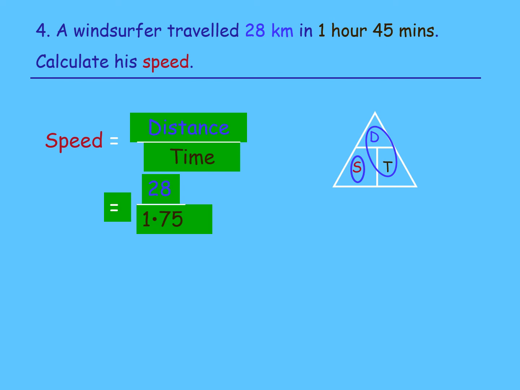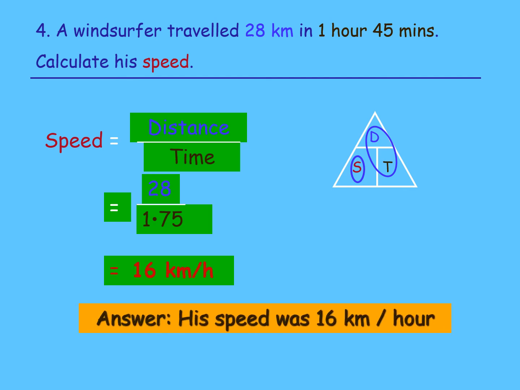So we have here 28 divided by 1.75, and 1.75 is the equivalent of 1 hour 45 minutes after changing 45 minutes into a decimal number. Now, the final answer is 16 kilometers per hour. So the answer is his speed was 16 kilometers per hour.